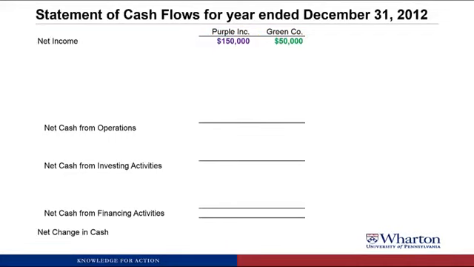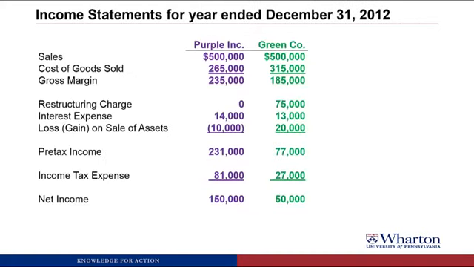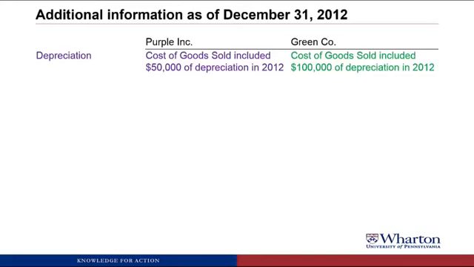Now, the next step in putting together the cash flow statements for these two companies would be to look for non-cash charges like depreciation. If we go back to the income statement, you don't see depreciation anywhere here. That's because it's lumped in with cost of goods sold. So what I'm going to do is give you some additional information that you'll need to solve this problem. And the first piece of additional information is the depreciation for the two companies. So Purple had $50,000 of depreciation included in cost of goods sold. Green had $100,000 of depreciation included in cost of goods sold.